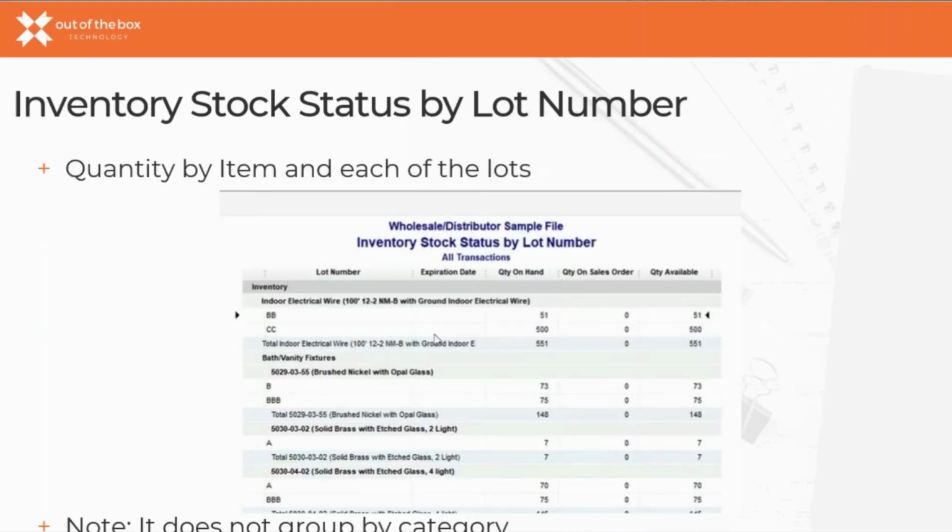Now we've gone ahead and run the report for that inventory stock status by lot numbers. You can see what that looks like here. We've got a column sorting it with the lot number, a column giving us the quantity on hand, and then an amount that is available. We do want to point out that this report will not actually allow you to group by category. It's just specific to the inventory status by lot number.